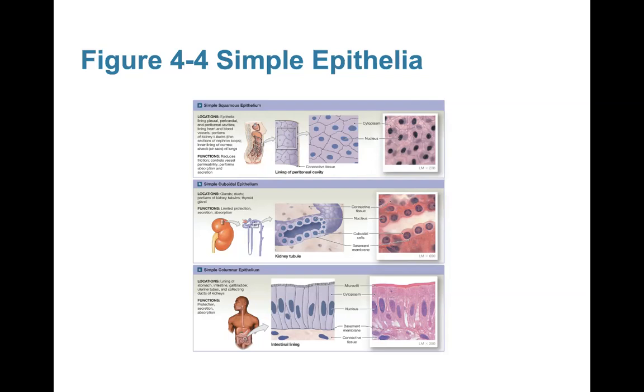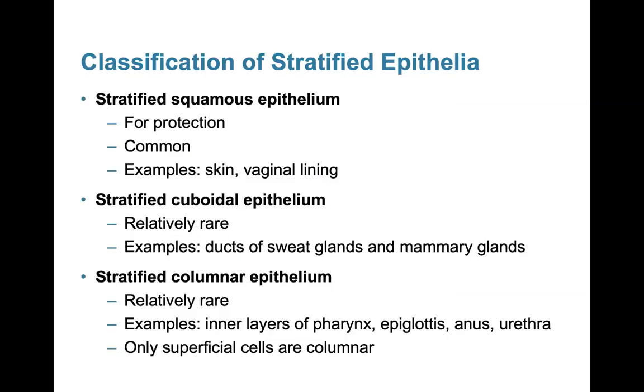The third type on this particular panel here is simple columnar epithelium. This is going to be involved in protection, secretion, and absorption. And we'll find this in the lining of the stomach, intestines, gallbladder, uterine or fallopian tubes, as well as the collecting ducts of the kidneys. So here again, this sort of summarizes the three types of tissues that I just went over.